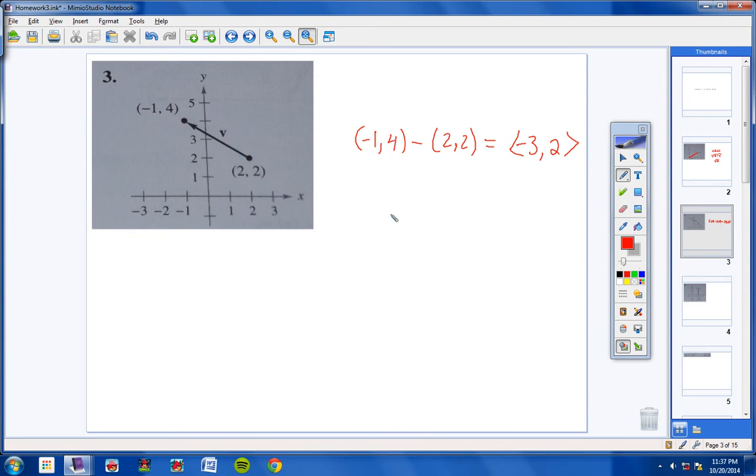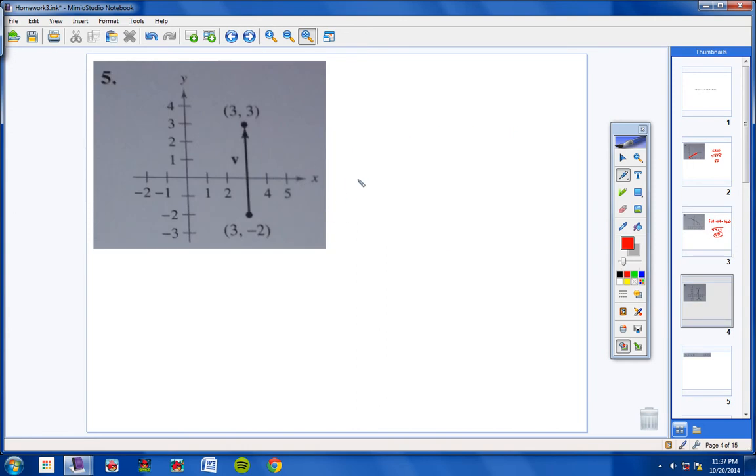Okay? The magnitude would be, well, we'll square the negative 3, that's 9. We'll square the 2, that's a 4. We'll add them together, and once again, we'll get the square root of 13. All right? Moving on to number 5.